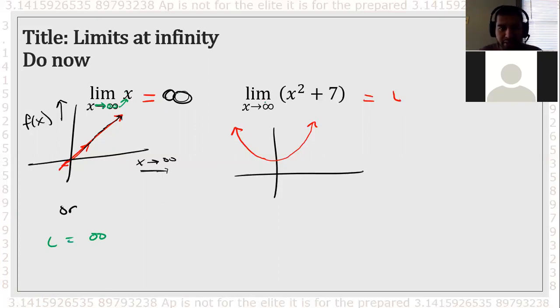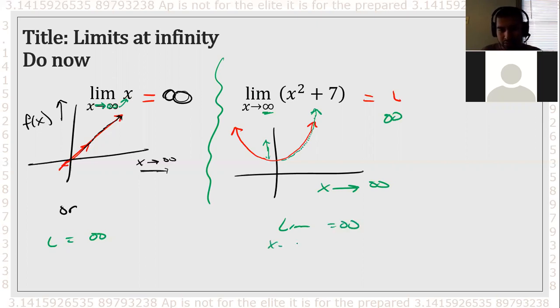Let's try it again with this different example. It says the limit as x approaches infinity. So what is the y doing? What is the f of x doing? What is this function doing? We can go ahead and see that it's going up, up, up. So what is this value going to do? It's also going to go to infinity, right? So the limit will also be infinity as x goes to infinity.